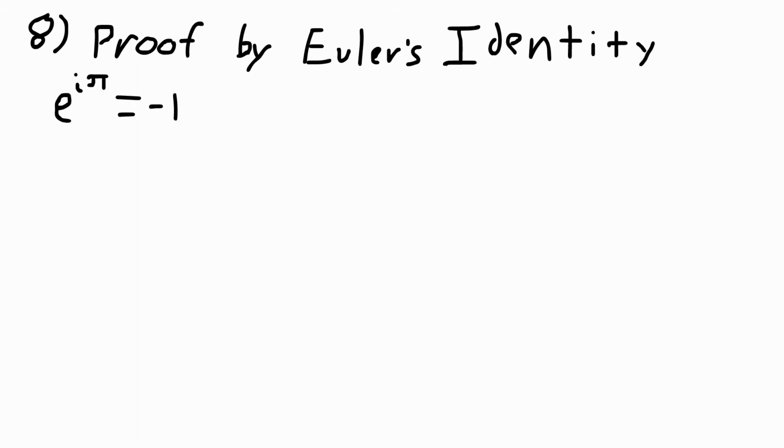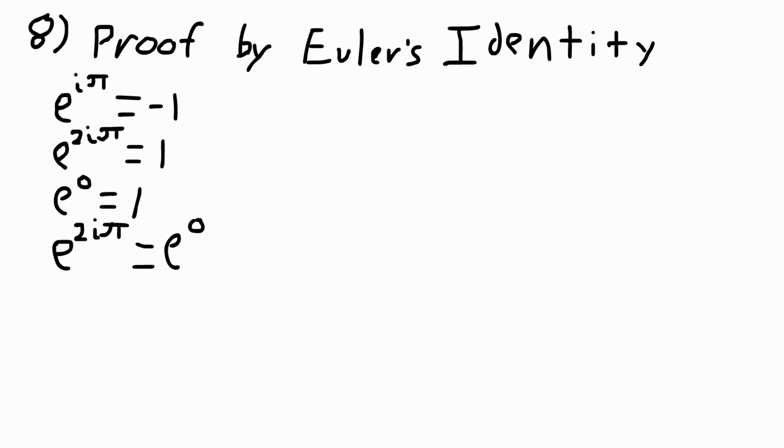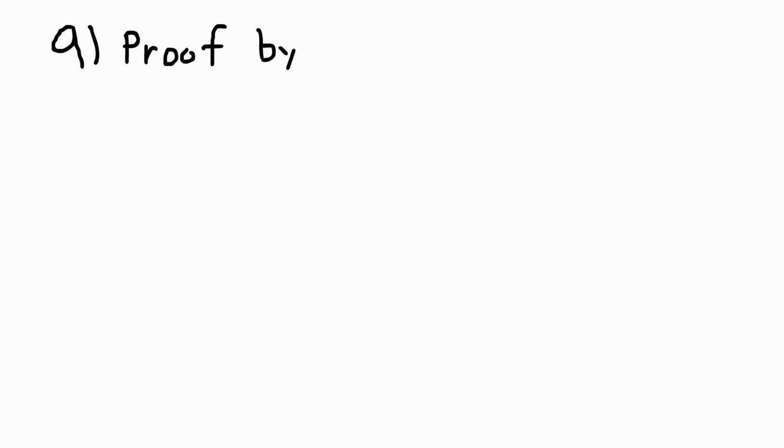Proof by Euler's identity. e to the i pi is equal to negative 1. So e to the 2i pi is equal to 1. e to the 0 is also equal to 1. So 0 is equal to 2i pi. Therefore, 1 equals 0.